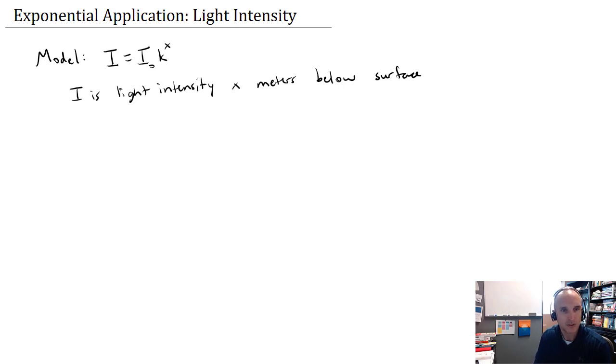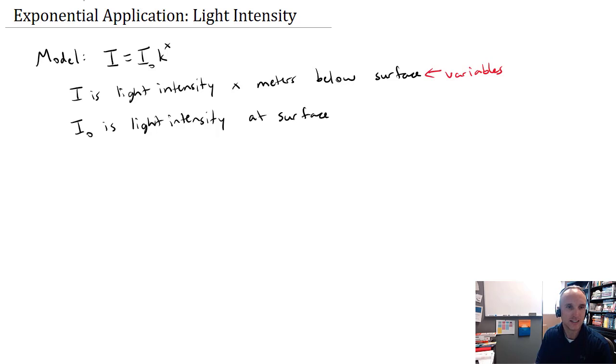So I and x are the variables. As x changes, I changes, and vice versa. I naught and k are constants. I naught is the light intensity at the surface of the water. So that doesn't change. It's as you go deeper and deeper that the light intensity changes.